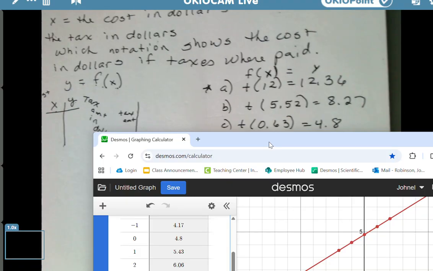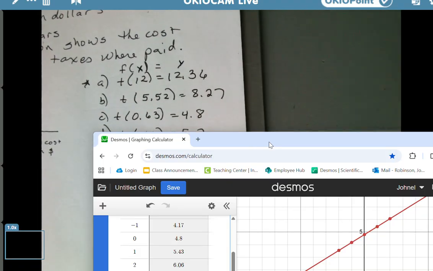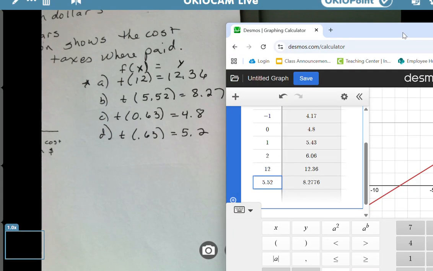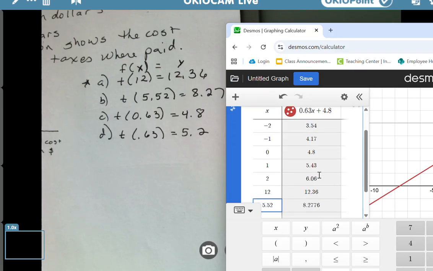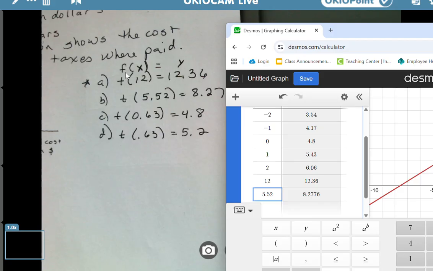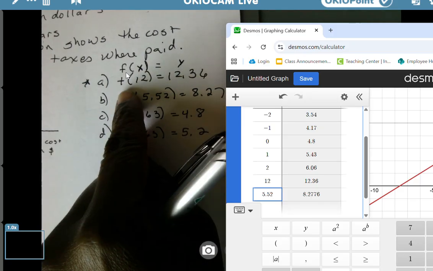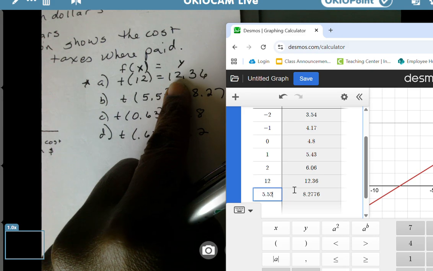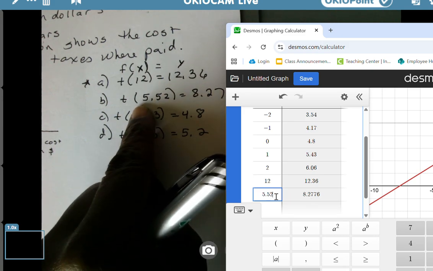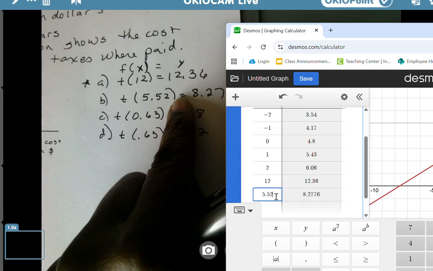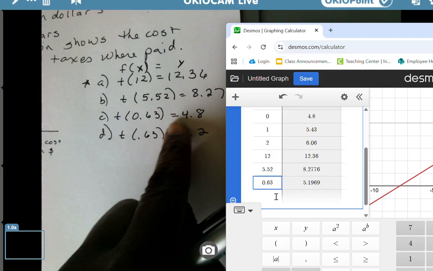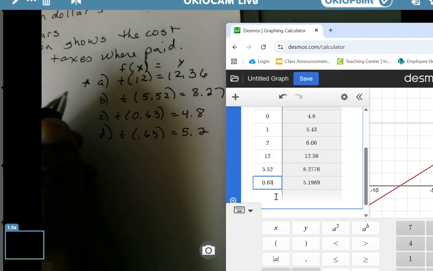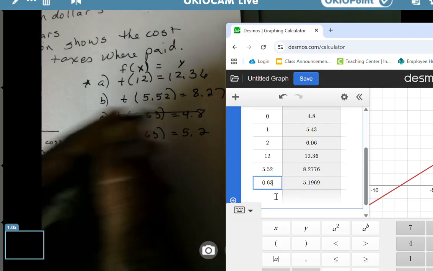Let me slide this over. Okay. So we typed in the function at the top. We pressed the settings button, and then we went to the table of values. On the table, we needed to see when f of x is equal to this y. We typed in 12 into the table, we got 12.36. We typed in 5.52, we got 8.27. Now we're going to type in 0.63, and we get 5.20. This one will not work.